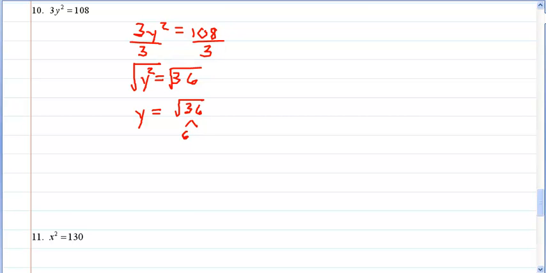36 is 6 times 6, but because this is an equation, we can't just say y equals 6, we want to say plus or minus 6.